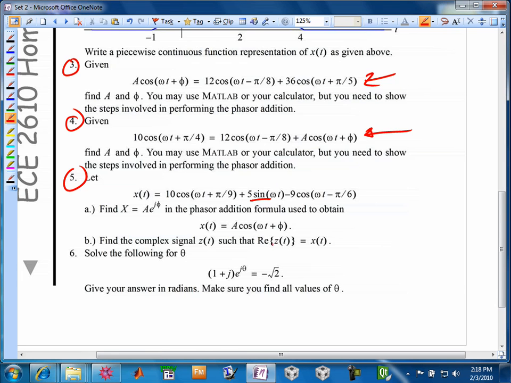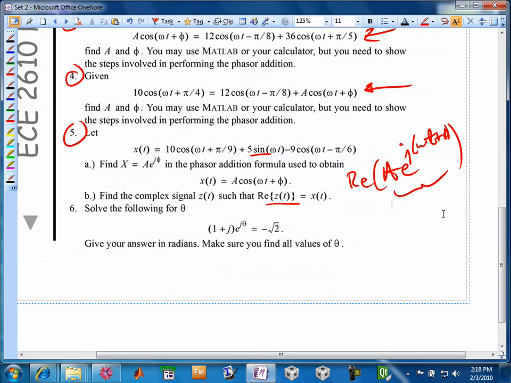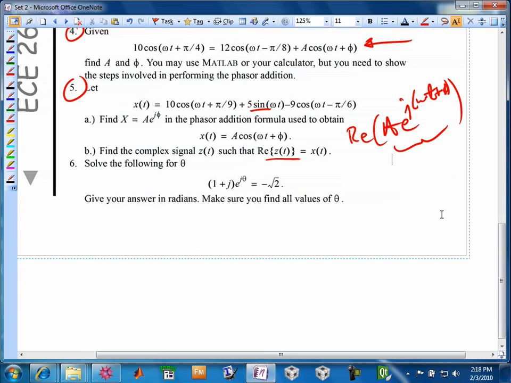But then it also says write it as a complex term, and that just says, from what we've gone through in class already, we already know that the real part of A e to the j omega t plus phi reduces down to A cosine omega t plus phi, right? From Euler's identity, expanding this guy out in the middle and then taking the real part of it. So that's pretty obvious.